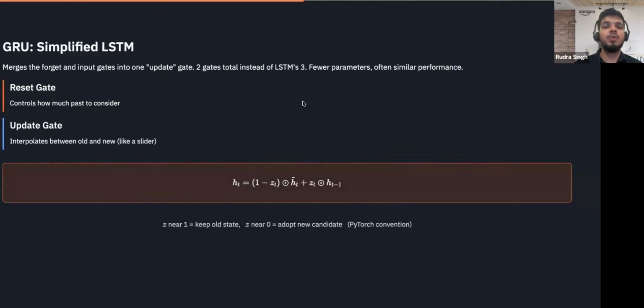The equation is h_t equals (1 minus z) times the new candidate plus z times h previous. So z near 1 preserves the old state, z near 0 adopts the new candidate fully. Unlike LSTM, where forget and input gates can act independently, in GRUs what you erase always equals what you replace. That is the core principle behind gated recurrent units. And in PyTorch, the API is identical to LSTM: same input, same output, just swap nn.LSTM for nn.GRU.